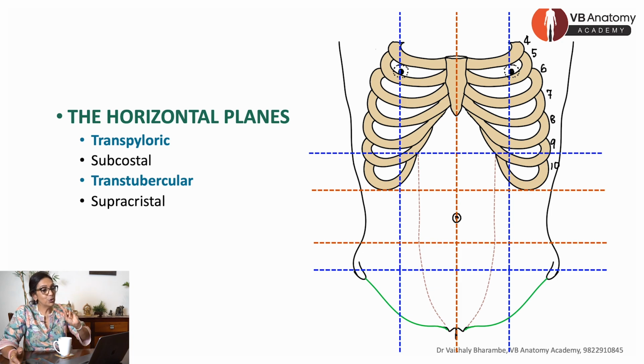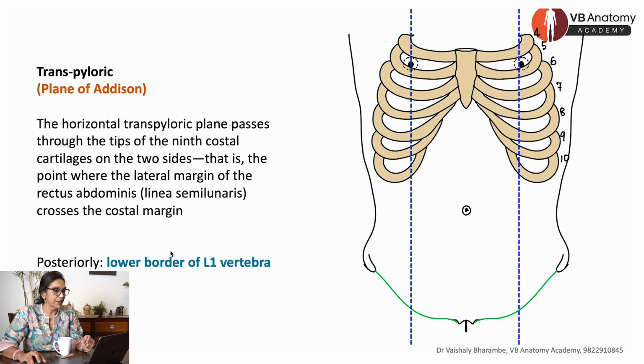2 blue, 2 orange. The 2 blue are the ones which help to divide your abdomen into 9 quadrants. The 2 orange are the planes that are also discussed. So there is transpyloric, subcostal, transtubercular, supracristal. These are all the planes we will be studying. Right. Transpyloric plane, very, very important.